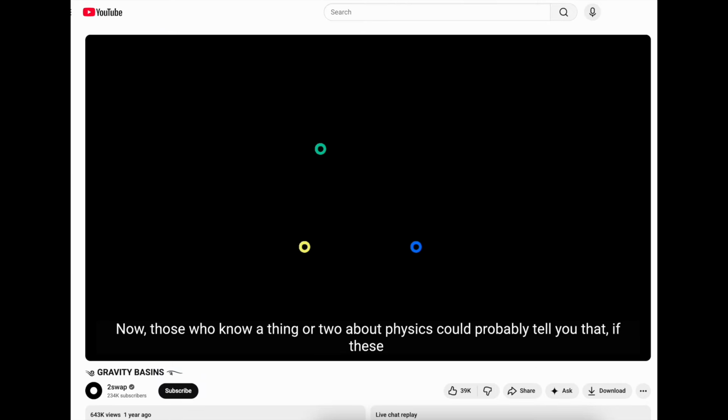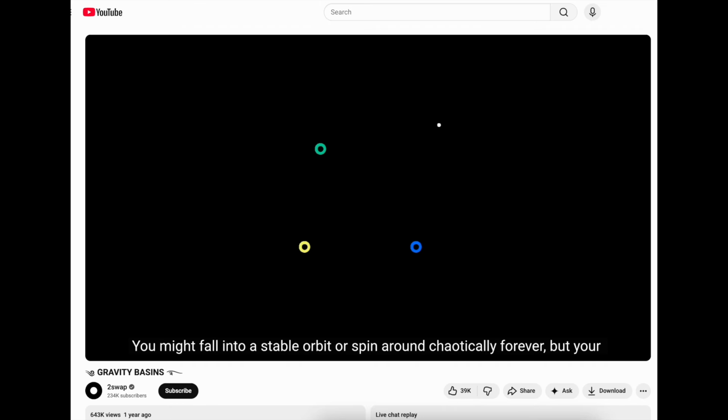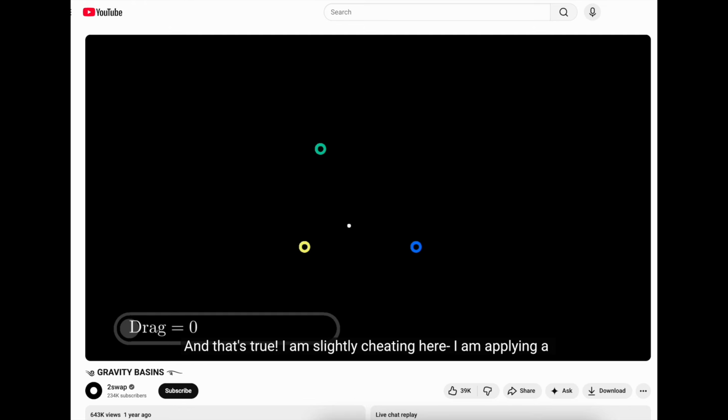Now, those who know a thing or two about physics could probably tell you that if these gravitational attractors are actually points, then in reality you should never actually crash. You might fall into a stable orbit or spin around chaotically forever, but your kinetic energy wouldn't dissipate enough to cause your orbit to decay into a crash. And that's true. I am slightly cheating here. I'm applying a constant force, a drag per se, which slows the particles down.